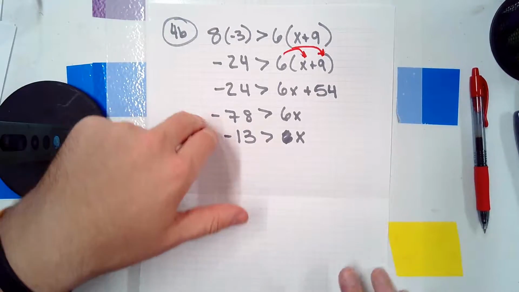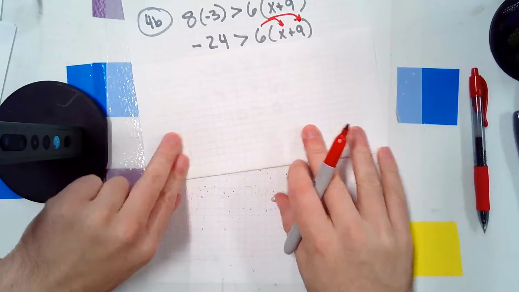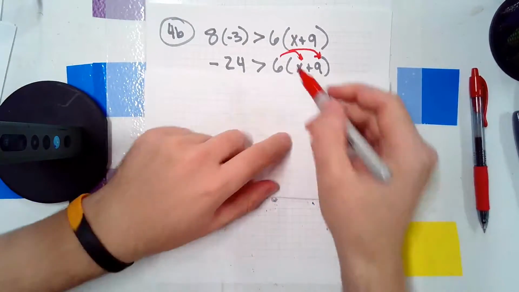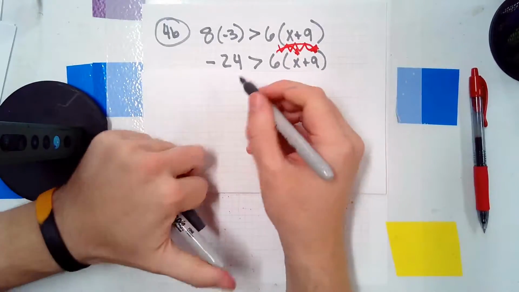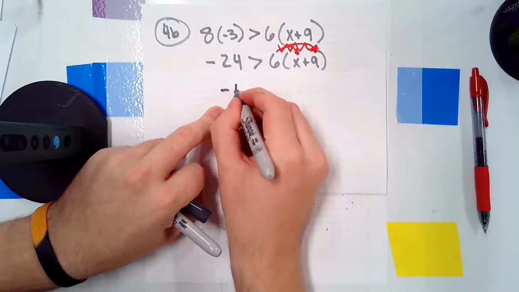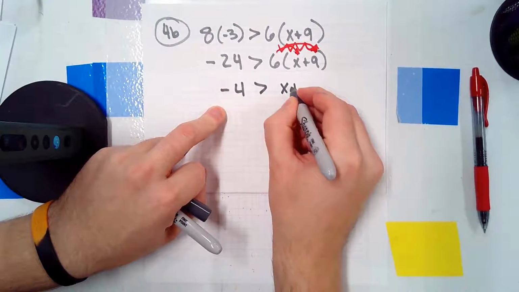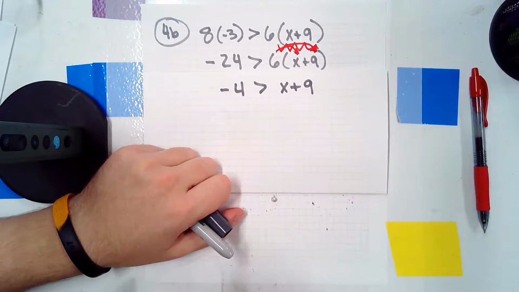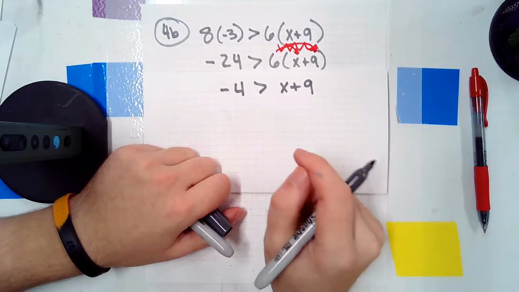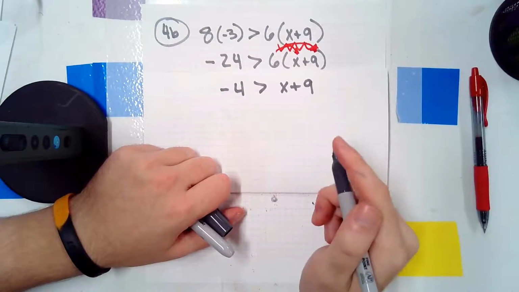All right, so what if we didn't distribute? What if instead we just divided by 6? If we divide by 6, negative 24 becomes negative 4, right? And we get x plus 9 on this side. Cool. Sometimes it's better not to. The last two that we did, it probably would be better to distribute. This one just works out nicely.